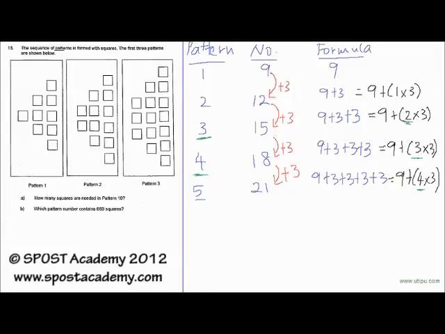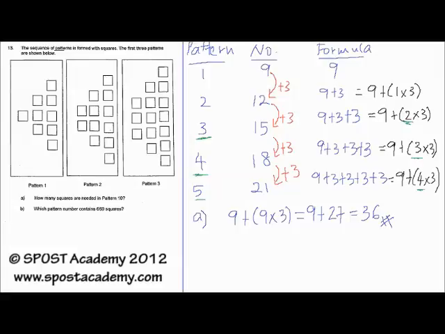Therefore, if I want pattern number 10, I simply need to use, based on part A, pattern 10 is just 9 plus 9 times 3. This will give me 9 plus 27, which is equivalent to 36 for part A.